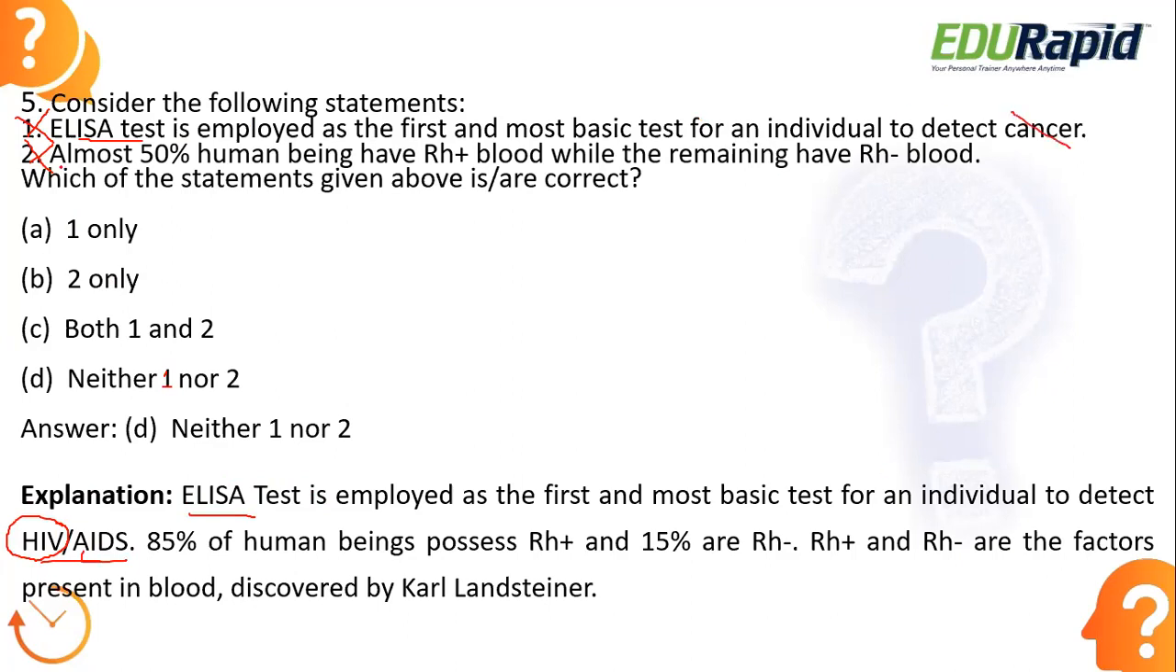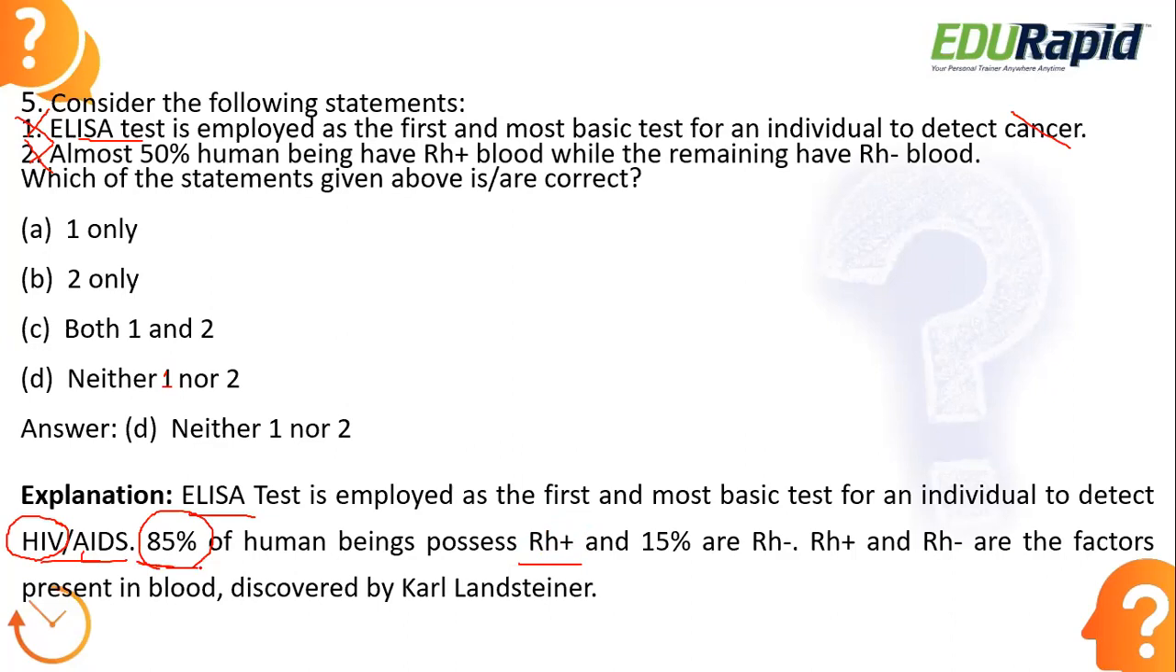Looking at the second statement, almost 85% of human beings have the Rh positive protein in their blood. Rh is one of the proteins present in the blood of an individual. Blood groups like A positive, B positive, AB positive, here positive indicates Rh positive. That is the rhesus gene, which was basically extracted from a monkey called the rhesus monkey. The same protein is also present in human blood.